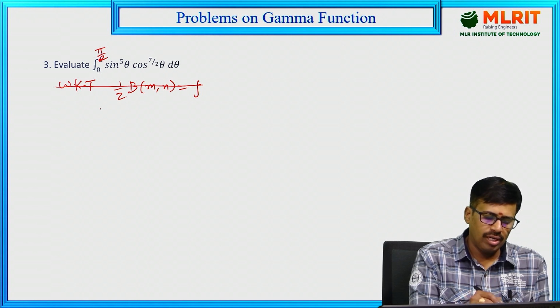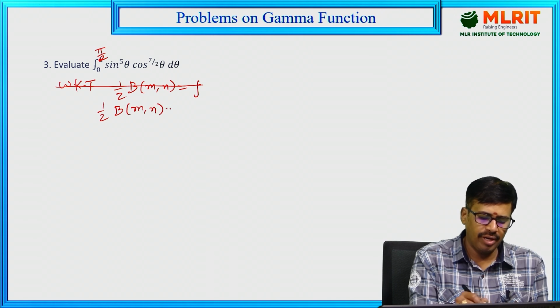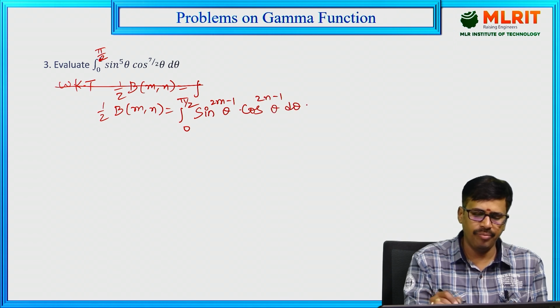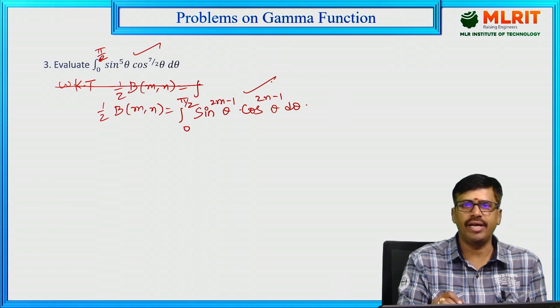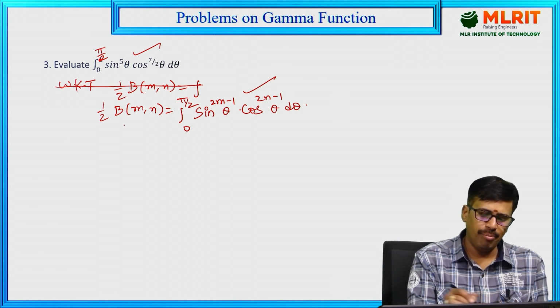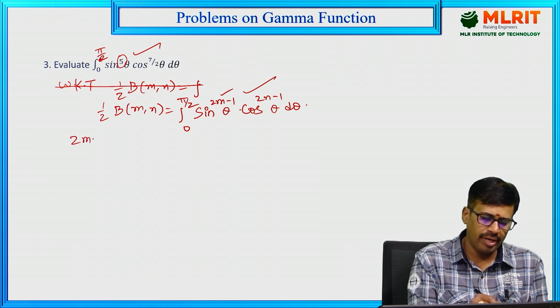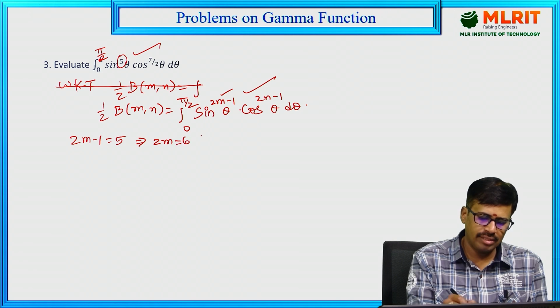So we know that 1 by 2 into beta of m comma n can be written as the integral from 0 to pi by 2 of sin^(2m-1) theta into cos^(2n-1) theta d theta. We can compare these two integrals. So sin^(2m-1) is there, here sin^5 is there. So 2m minus 1 equals 5. So that is 2m equals 6. So we get m equals 3.